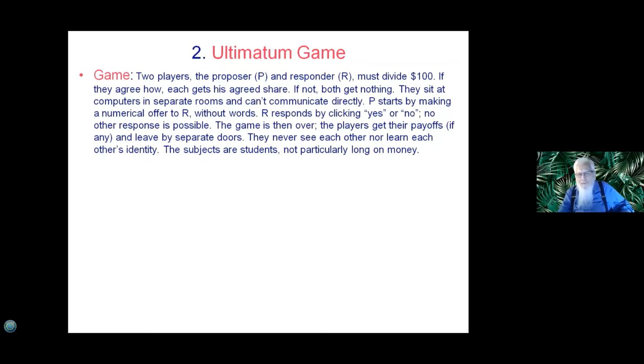Two players, the proposer and responder, must divide $100. If they agree how, each gets his agreed share. If not, both get nothing. They sit at computers in separate rooms and can't communicate directly. The proposer starts by making a numerical offer to the responder without words. He writes it on the computer screen. He can only make a numerical offer. He can only put a number on the screen.